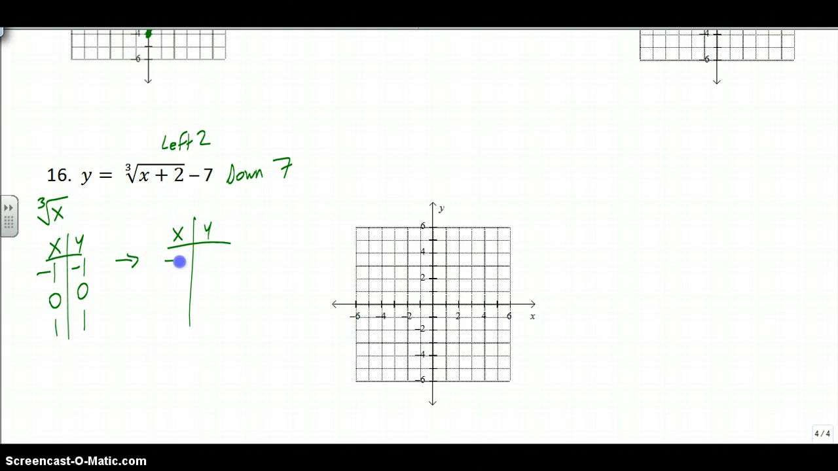So negative 1 minus 2 is negative 3. 0 minus 2 is negative 2. 1 minus 2 is negative 1. All my y coordinates get moved down by 7, so that would be negative 8, negative 7, and negative 6. So graph it. Let's see. Negative 3, negative 8 will be somewhere down, yeah. Negative 2, negative 7 will be about here. Negative 1, negative 6. And there's your graph. Doesn't have to look perfect. Just make it look kind of like an S. Okay? You can probably do a better job than what I just did, but that's okay. All right?